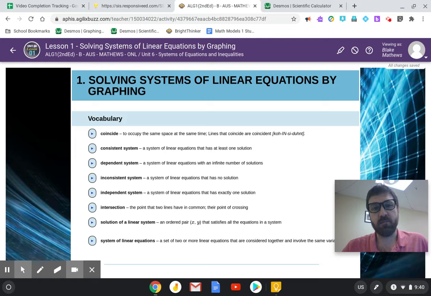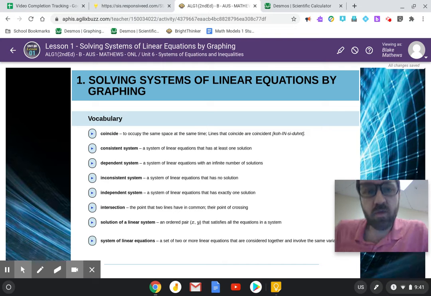So it is technically Unit 6 in the curriculum, but for us, it's counting as sort of our 7th unit. So I'll figure out the best way to explain that in the description. But this is Algebra 1, Unit 6, Lesson 1.